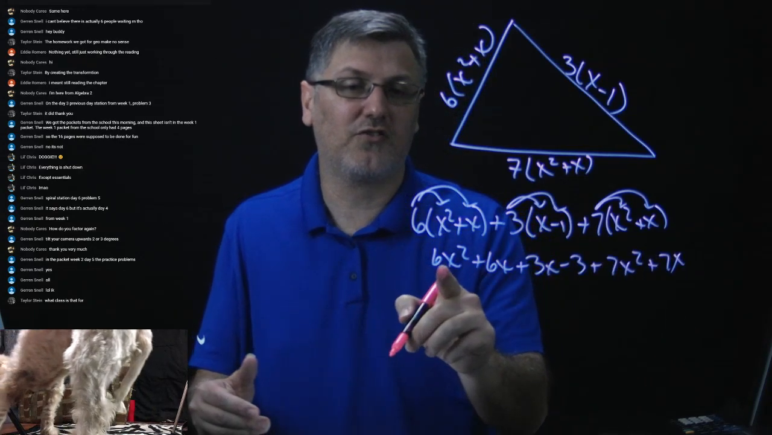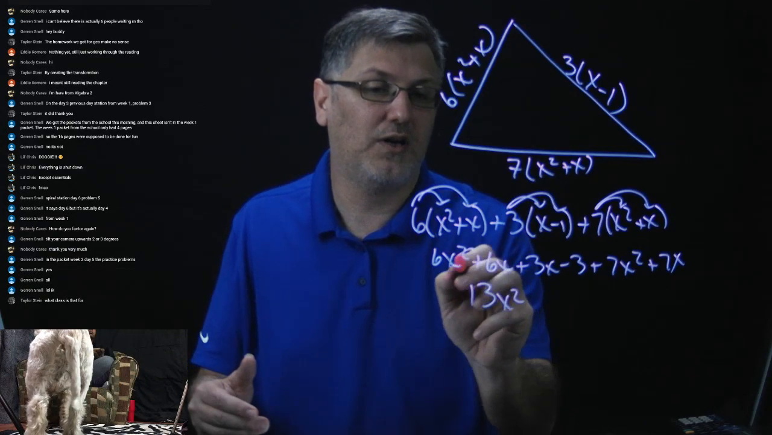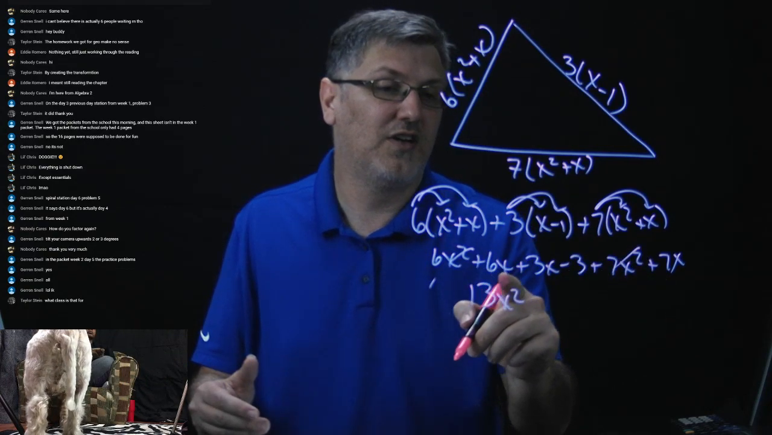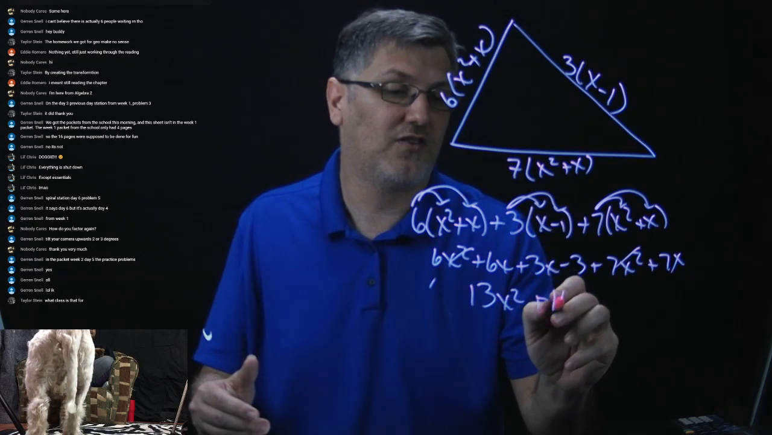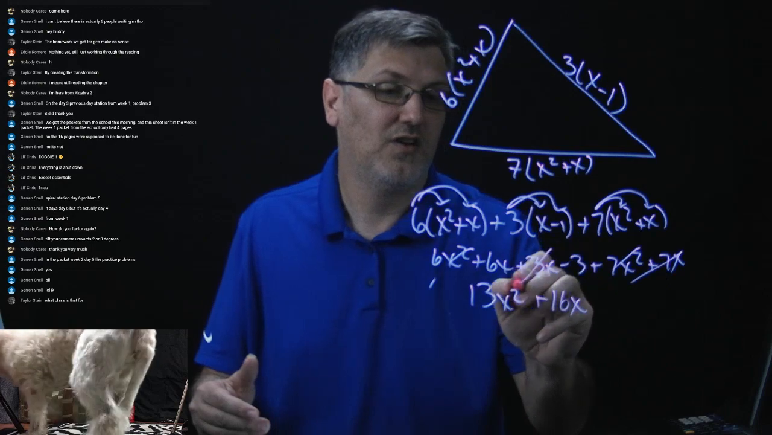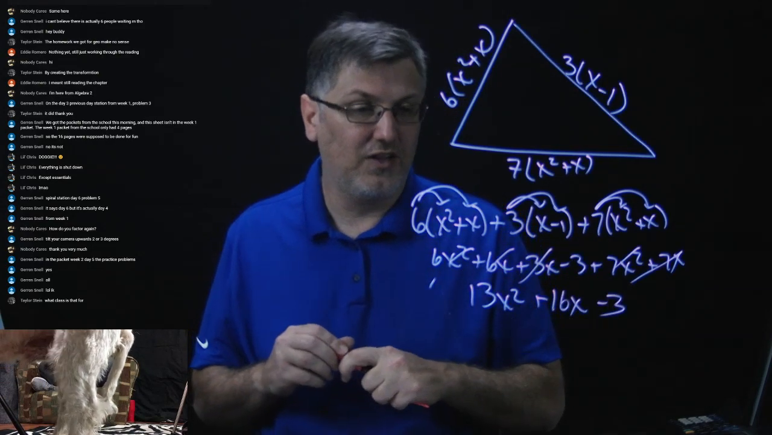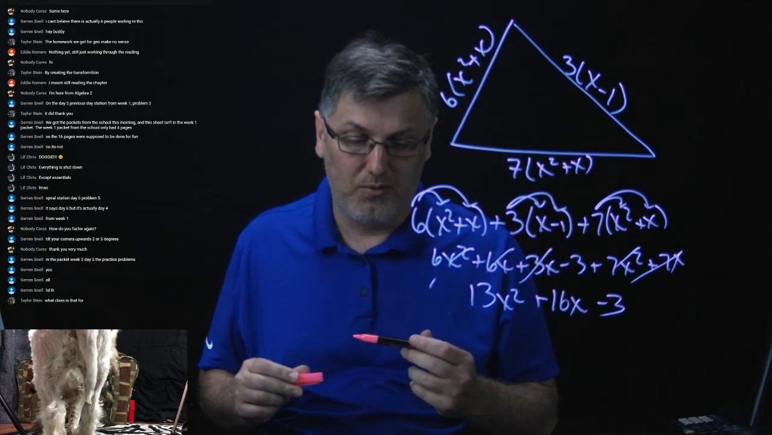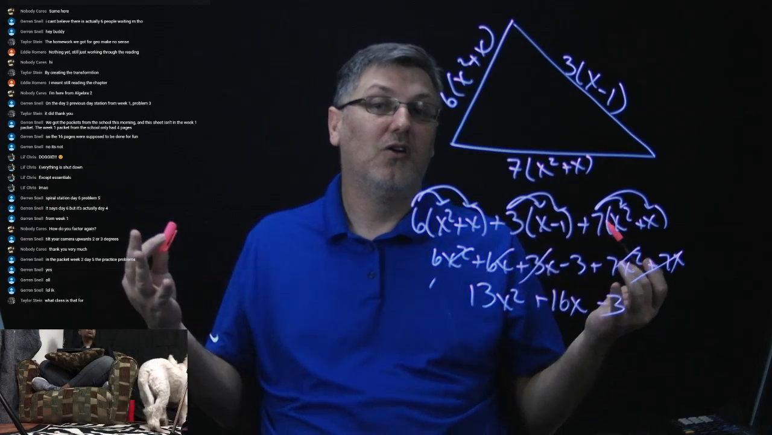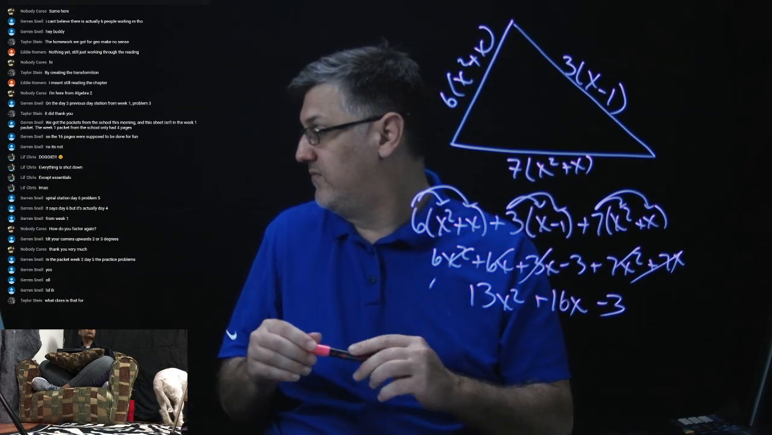Now we're going to combine like terms. I have a 6x squared and a 7x squared, which gives me 13x squared. Those are done. I have a 6x, 3x, plus 7x, which gives me 16x. Those are done. And then I'll just have the minus 3. And that's the answer. That's how you're going to work those practice problems. She's got 4 problems like that. You just have to add them all together, combine like terms, and roll with it.